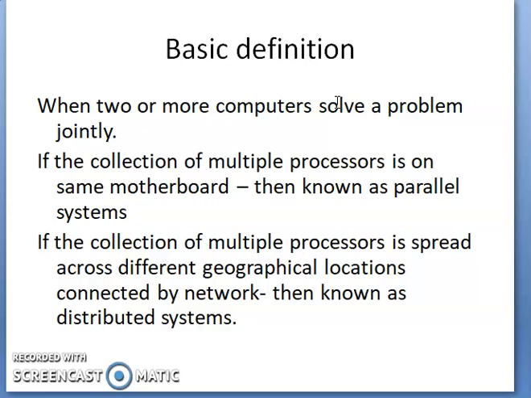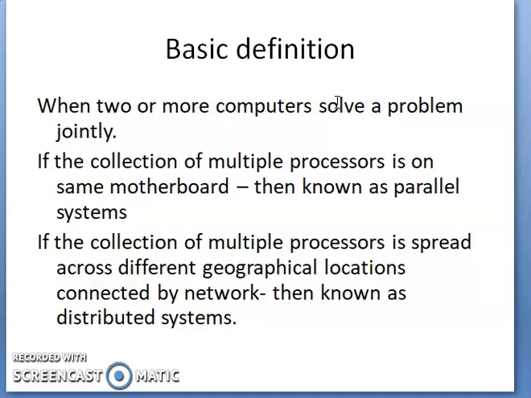And in case of a distributed system, there is going to be a collection of multiple computers, but they are spread across different geographical locations. That means one of the computers is in Delhi maybe, and one of the computers is in Chennai, the other computer is in America. So the computers are spread across geographically, and they are connected by some kind of a network, like the World Wide Web or the internet is going to connect the computers. So such a system in which multiple processors are there but they are spread across geographical locations, those are the distributed systems. So this is the basic definition.